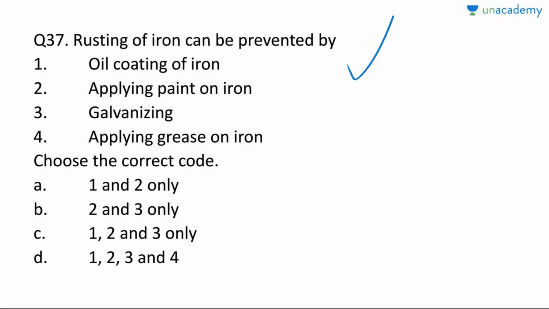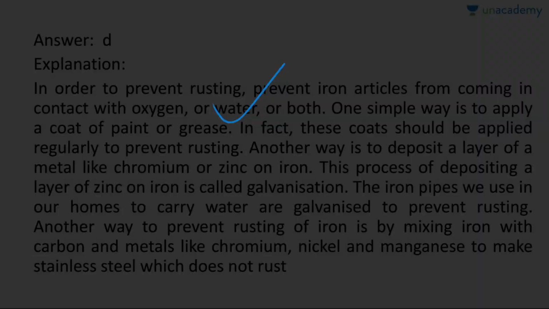Question number 37. Rusting of iron can be prevented by which of the following? Oil, grease, paint, all these are there. Galvanizing is also there, where you apply zinc. So answer here is D, that is 1, 2, 3, 4.